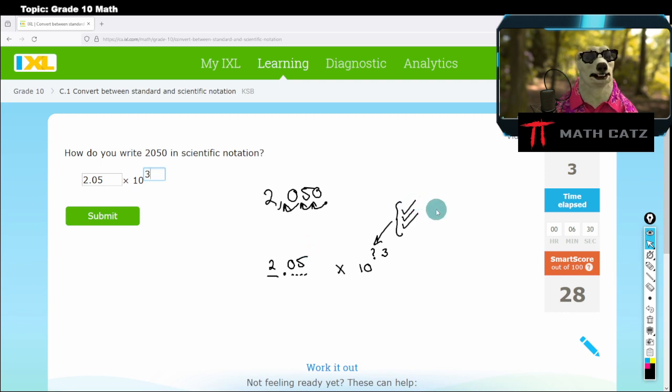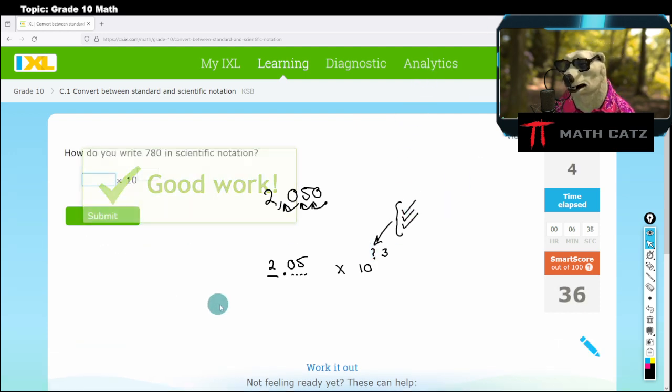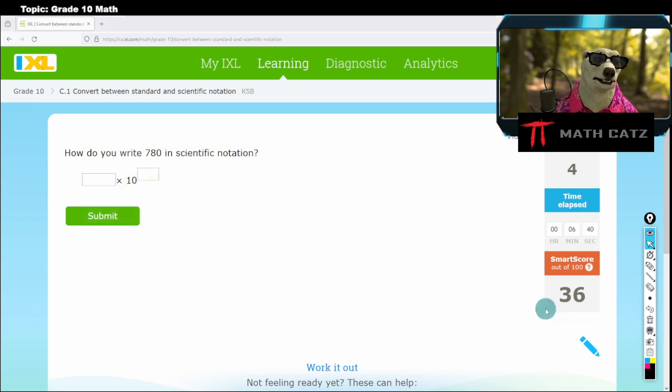So hopefully that gives you a nice little introduction to scientific notation. We'll submit this one to feel good about ourselves. Good work. And you can try the next one or more on IXL. If you want to have more practice, let me know if you have any questions.